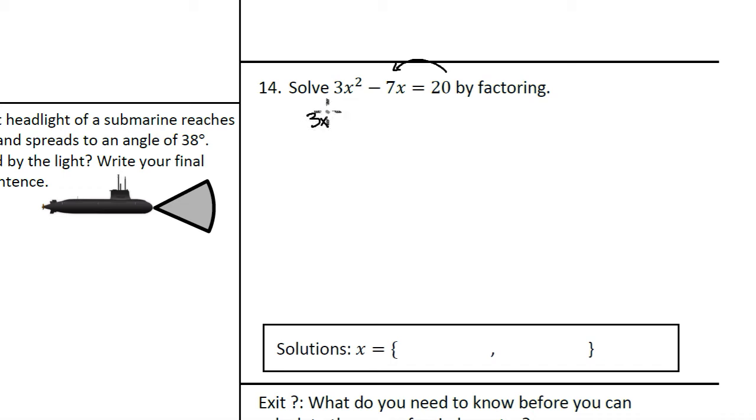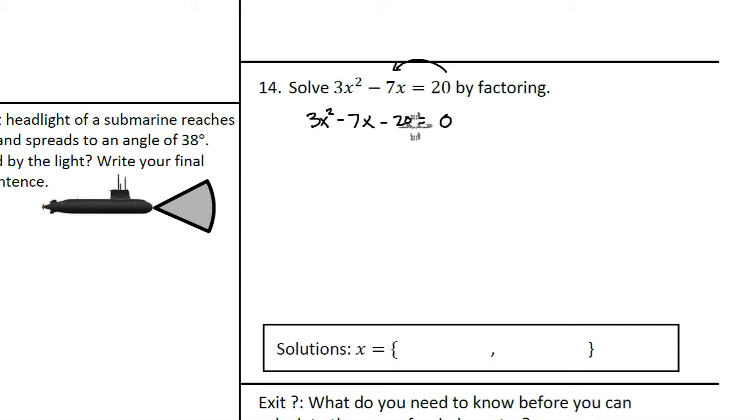This is going to be 3x squared minus 7x. When I subtract 20 from the right, that's going to make the right side equal to 0. When I subtract 20 from the left, that's going to end up being negative 20. So now I can factor.